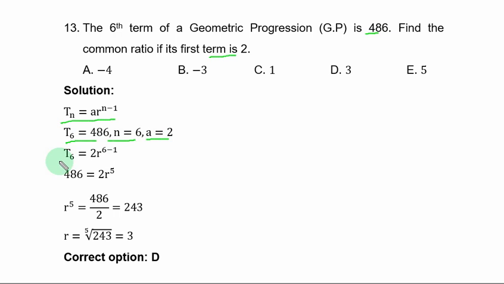So t sub 6 is equal to 2, as the first term, times the common ratio, unknown, that is r, to the power of 6 minus 1. That simplifies to this. To get r to the power 5, divide both sides by 2, and you have 243. To get r, you need to take the fifth root of 243, and that is 3. The correct option is D.